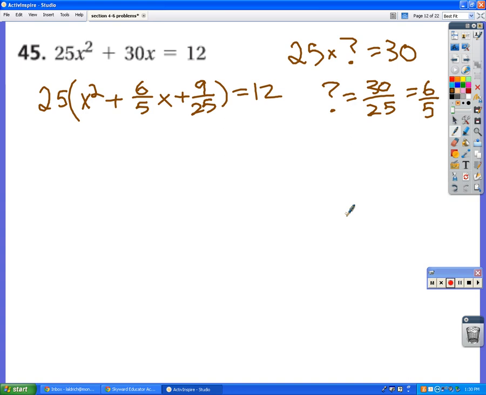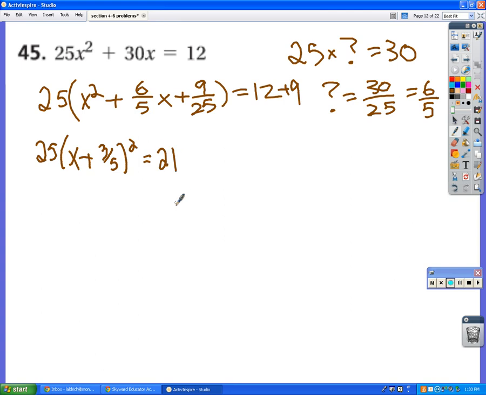All right. So the problem here is, since this 9/25 is inside the parentheses, I don't add 9/25 over here. I add 25 times 9/25. But what is 25 times 9/25? 9. Good, because the 25s cancel. So I'm actually going to add 9 over here. All right? And so now this factors into 25 times x plus, I told you it's always half of this number, so it's going to be x plus 3/5 squared equals 12 plus 9, which is 21.